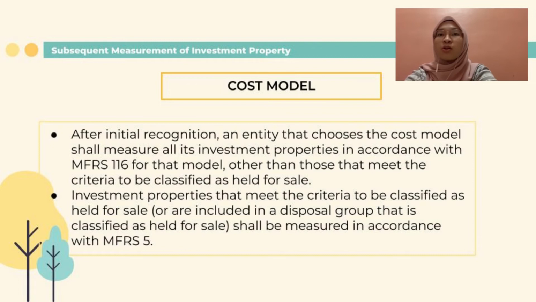Next, we move to the cost model. After initial recognition, an entity that chooses the cost model shall measure all its investment properties in accordance with MFRS 116 for that model, other than those that meet the criteria to be classified as held for sale. Investment properties that meet the criteria to be classified as held for sale or are included in a disposal group that is classified as held for sale shall be measured in accordance with MFRS 5.